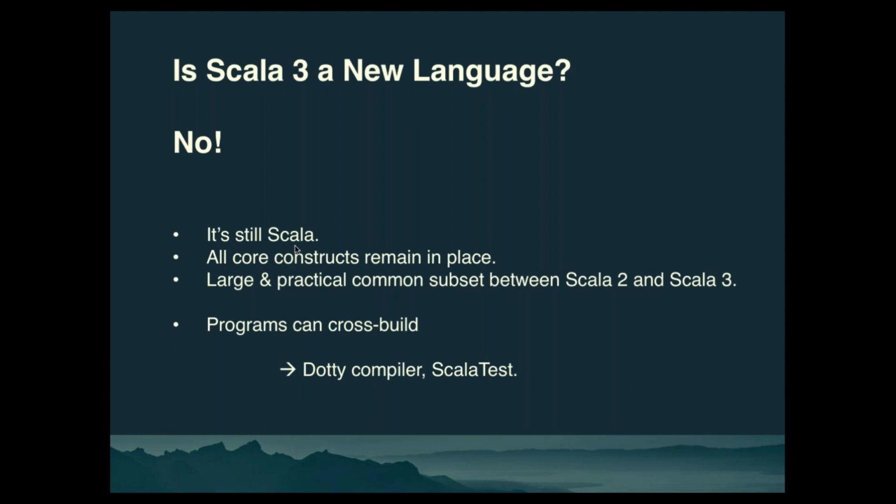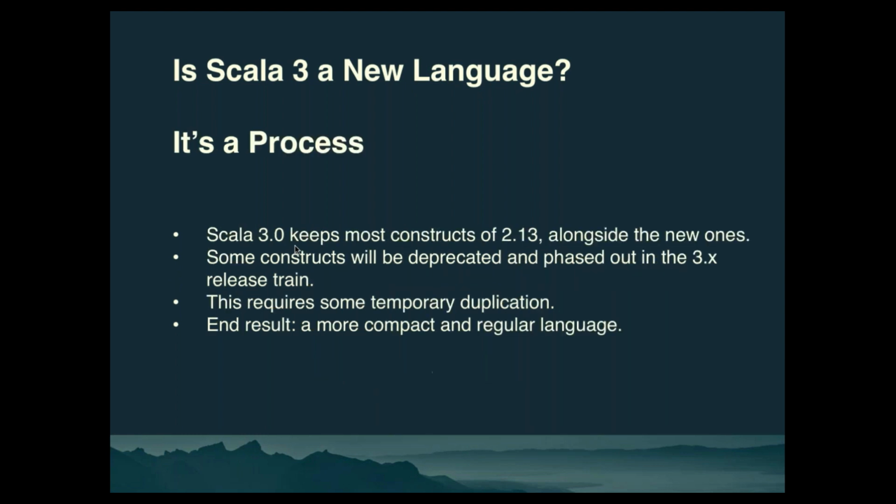That also means it's very easy to have programs that cross-build, and besides the Scala compiler, there are also other large programs that do that. So the largest so far is ScalaTest, which is about 600,000 lines of code. We have a version of ScalaTest that cross-builds between 2.12 and 2.13, and 2.13 and 3 not yet, but soon enough. So I guess the real answer is it's a process.